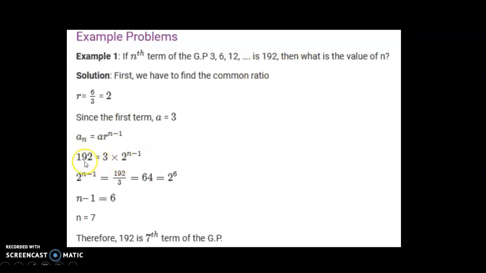So 192 divided by 3 will go here down and it's 64. So you can write 64 as 2 to the power 6. So now you can equate the powers as n minus 1 is equal to 6 and n will be 7. So therefore 192 is the 7th term of the GP, right?